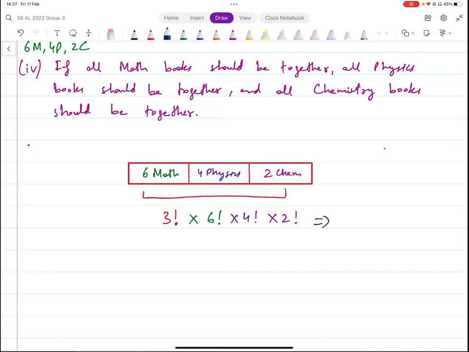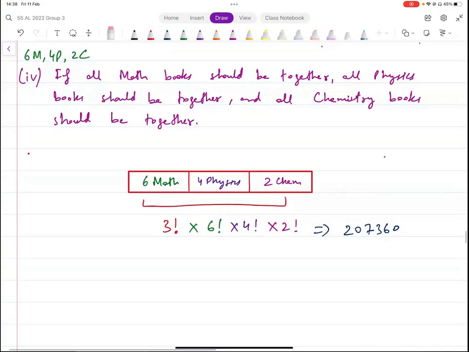Okay? From here we will get the overall result. You can see what that turns out to be. Anyone tell me what this is? 3 factorial into 6 factorial into 4 factorial into 2 factorial. So this should be 207360. Is that correct? Yes, sir. Okay, so this is how we arrange all of these books such that all math books are together, all physics books are together, and all chemistry books are together.